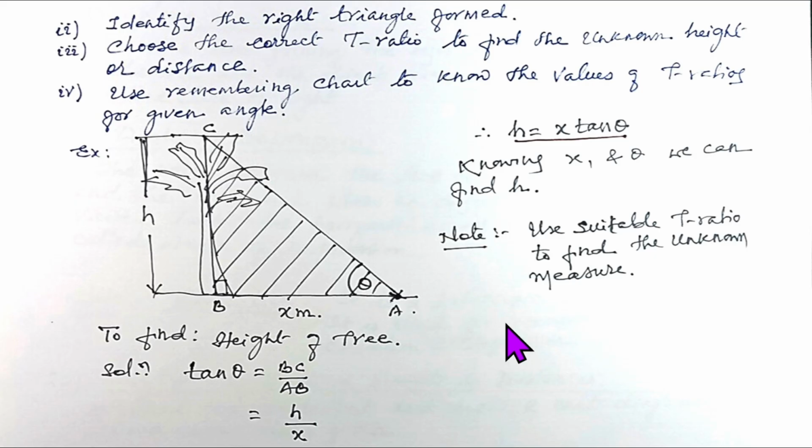So use a suitable t ratio to find the unknown measure. Please understand this. We have to use a suitable trigonometric ratio. Here I have used tan theta because it becomes easy for me, because already we know the base, only height is to be found out. The ratio which gives me the relation between height and the base is tan. Theta is known, x is known, that base is known, height can be found out.